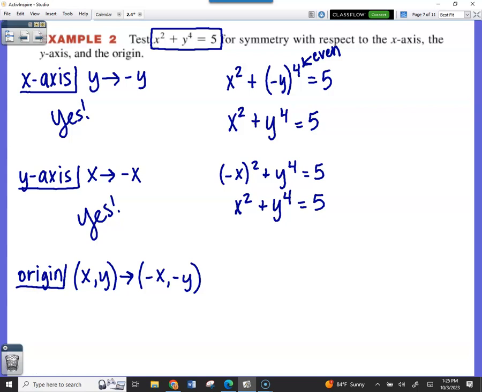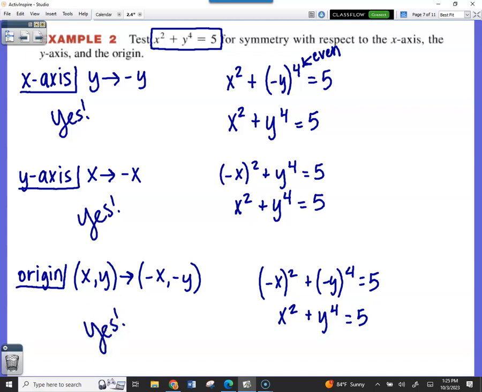You're going to by default have symmetry over the origin. But looking at it, we've got negative x squared plus negative y to the fourth equals 5. That's an even root, that's an even root, so those negatives go away. And yes, it's the same equation. Okay? That's testing symmetry over x-axis, y-axis, and the origin by algebraic confirmation.